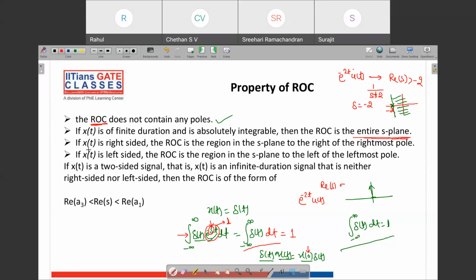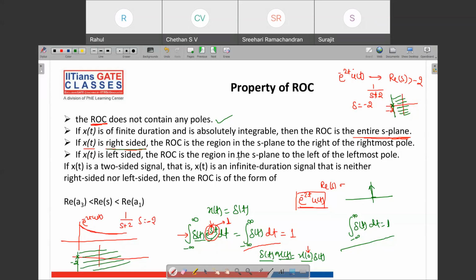Now, if the time domain signal is a right-sided signal, then the ROC will be to the right of the rightmost pole. This is the example that we saw. This is a right-sided signal. When you plot this signal, e to the power minus 2t u(t), it is a right-sided signal in the time domain, and it has one pole which is located at minus 2. When we plotted the ROC of this, the ROC started just after the pole, on the right side of this pole. That's what this point is saying: when the signal is a right-sided signal, the ROC will be the region to the right.